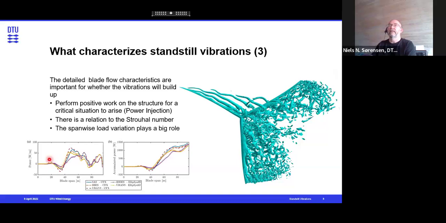So we can see that in some regions of the blade here, around 30 meters, there is extraction of energy. Then we have a huge region where all methods predict positive power injection, then nearly zero at 80 meters, and then again at the tip, there is positive power injection in the situation we are dealing with here. So it is an extremely complicated phenomenon, and there are many possible situations where it can arise.